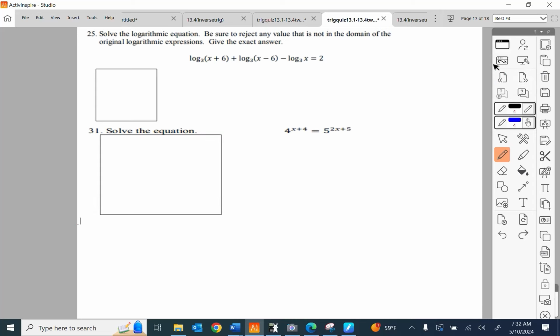We got logarithms. Solve the logarithmic equation. Be sure to reject any value that is not in the domain of the original logarithmic expression and give the exact answer.